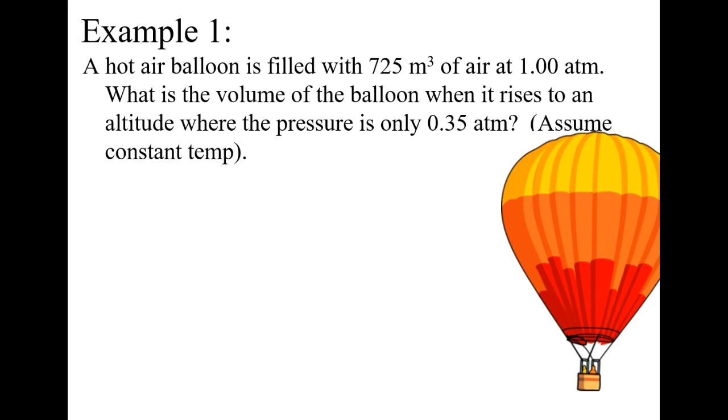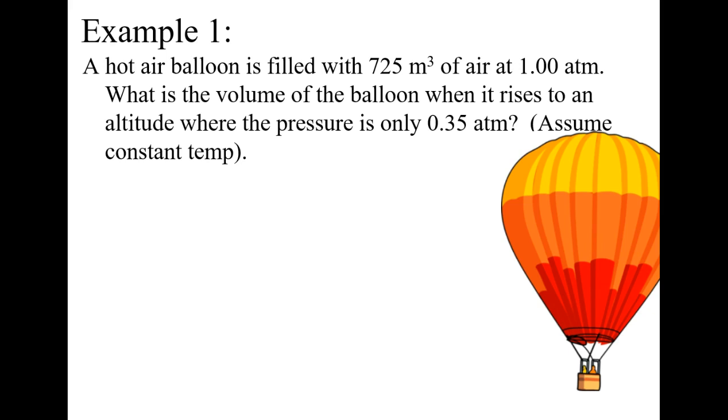So this example says a hot air balloon is filled with 725 cubic meters of air at 1 atmosphere. What's the volume of the balloon when it rises to an altitude where the pressure is only 0.35 atmospheres? So when I look at this one, either you should be circling or underlining the variables in the problem, or you should take time to write them.